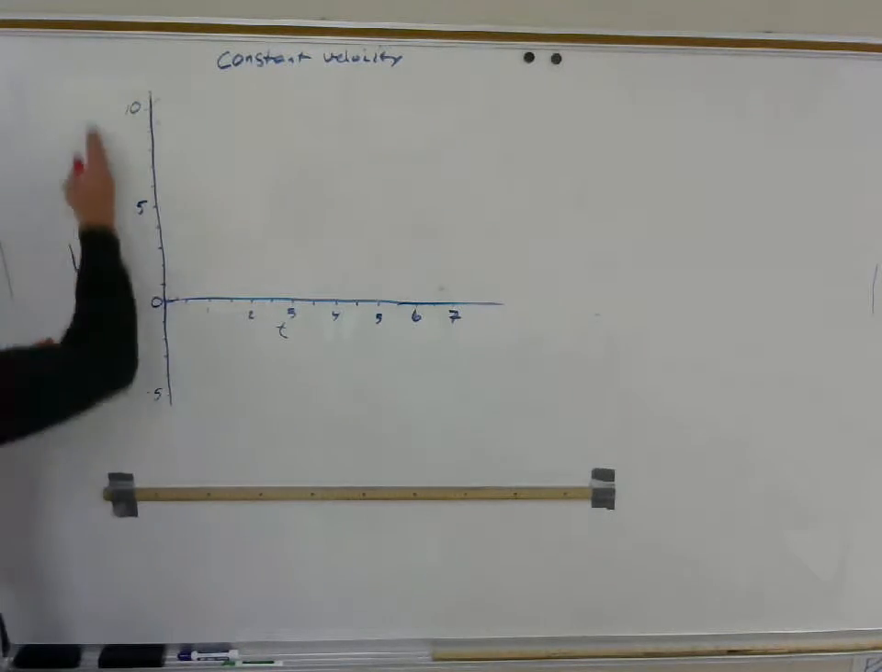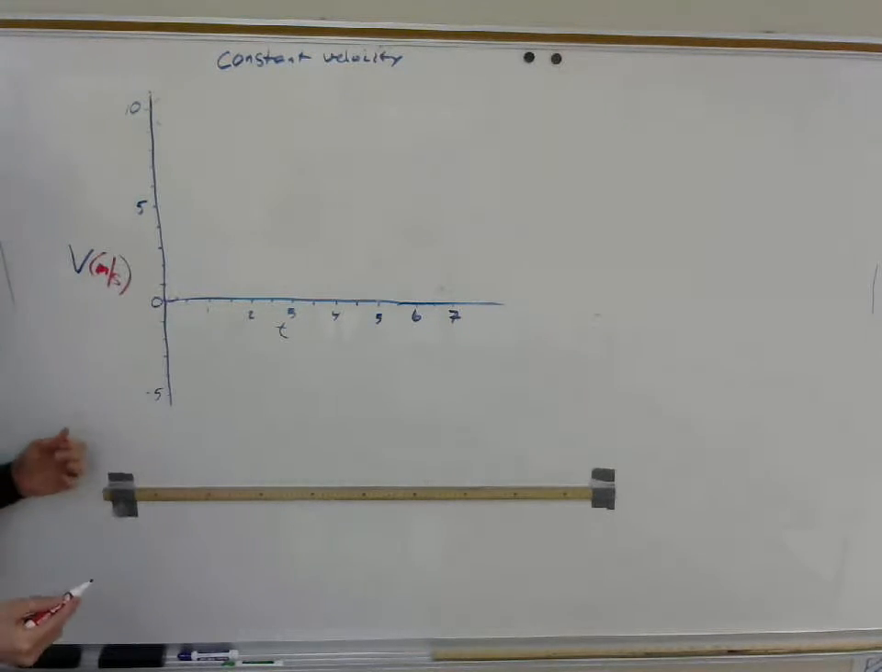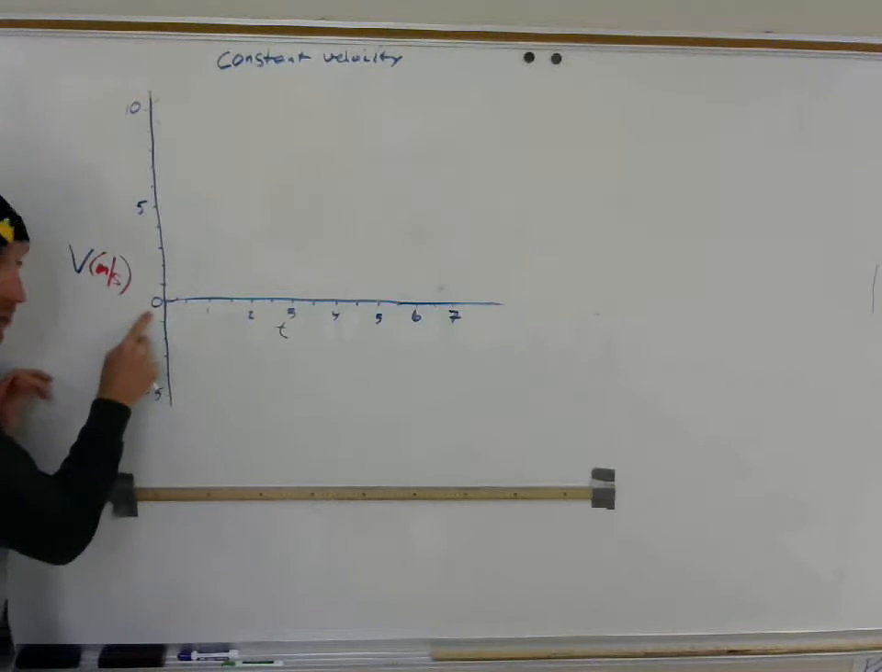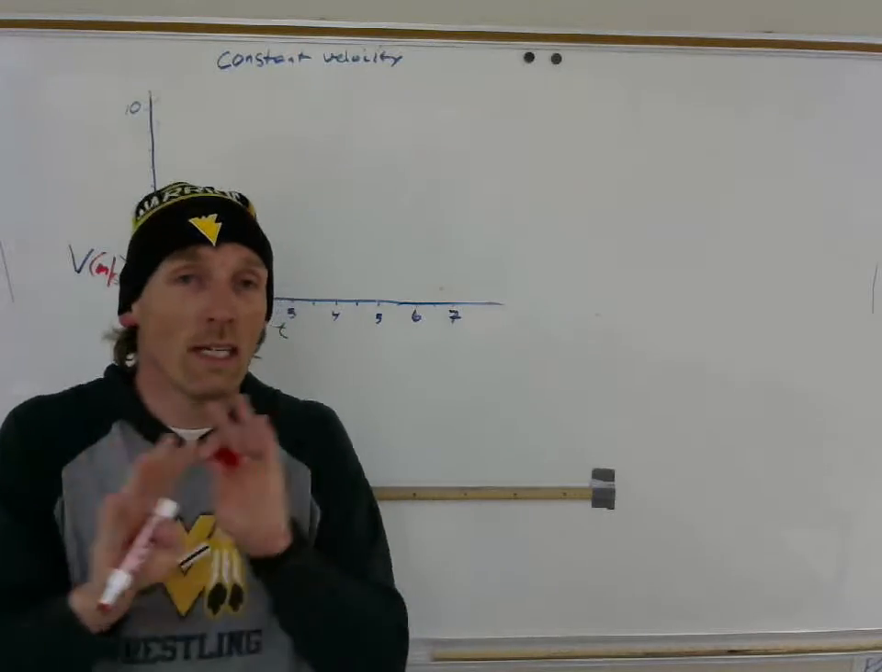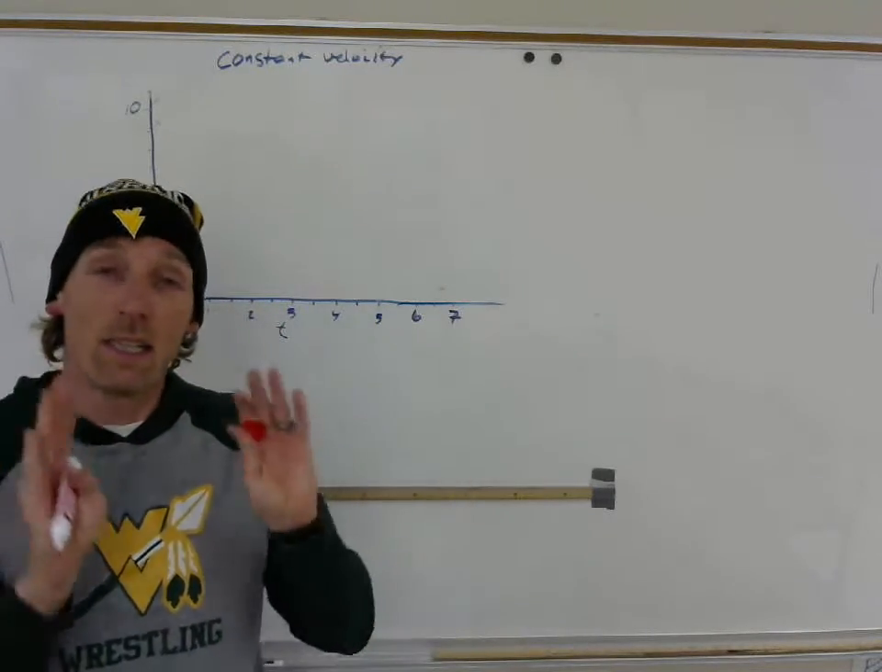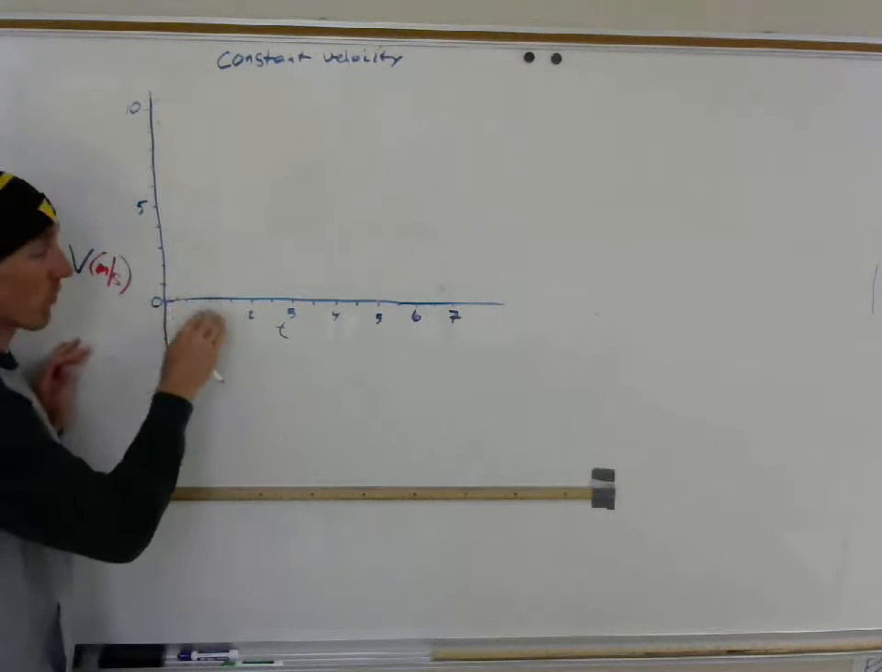First thing, this is telling me my velocity in meters per second, typically for all these. This zero right here, I just want to repeat, this is not the origin. That is only on an XT graph. This right here tells me I'm not moving. That's 0 meters per second.